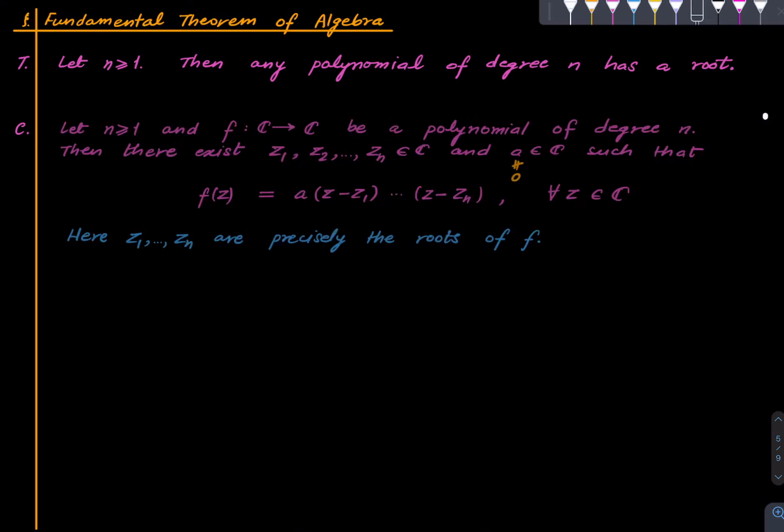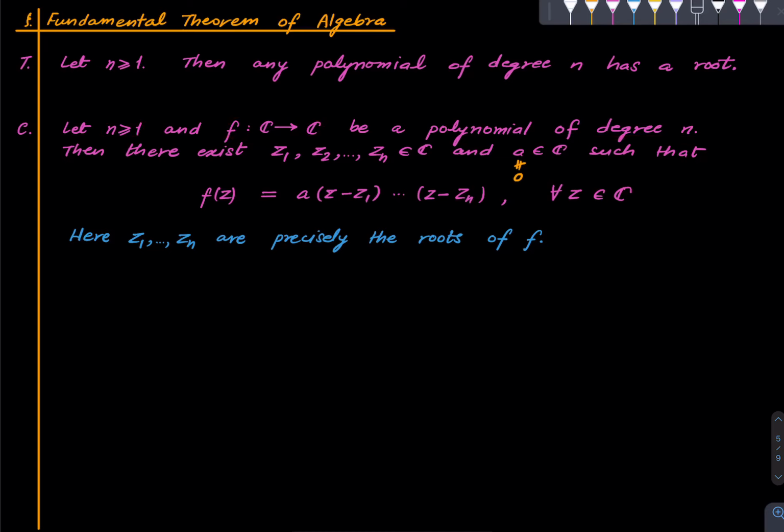All right. So a consequence of this and the previous theorem is the following. Fix some positive integer n and f be a polynomial of that degree, so a positive degree polynomial. Then we can find n complex numbers, not necessarily distinct. There may be repetition here, and some non-zero complex number a, such that f of z can be written in this fashion. Right? It looks like a particularly simple thing. And these z1 up to zn are precisely the roots of f.